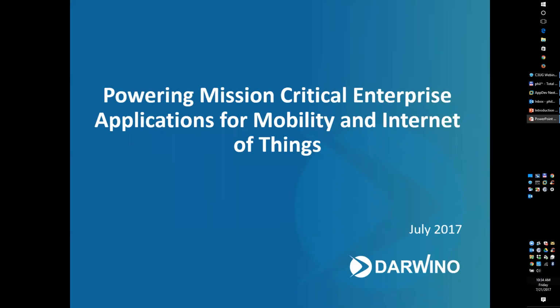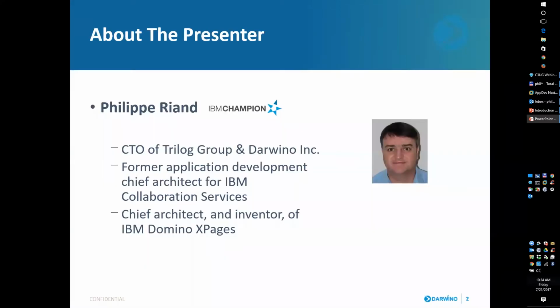Thank you, Graham, and thank you, Colin, for giving me this opportunity to talk about Darwino. So first, let me introduce myself quickly. Like my host, I'm an IBM champion. I'm the CTO of Trilog Group, which is known for its project deck solution that runs on top of IBM Connections, and now also Darwino Inc., that provides an application development platform. Prior to this, I was working at IBM, and I was the chief architect of application development for ICS and the chief architect for IBM Domino XPages.